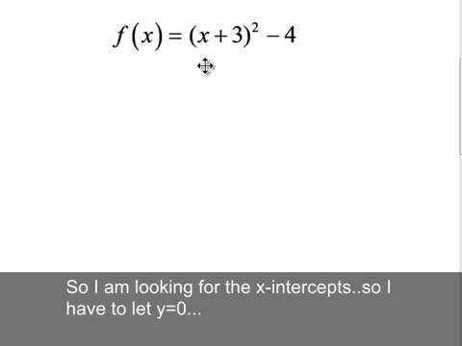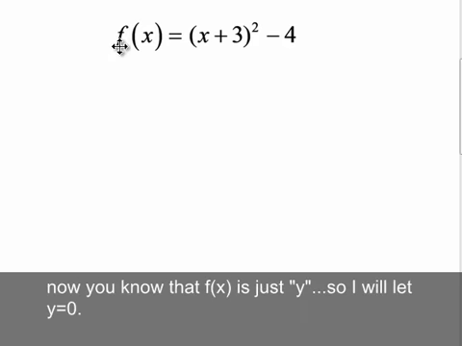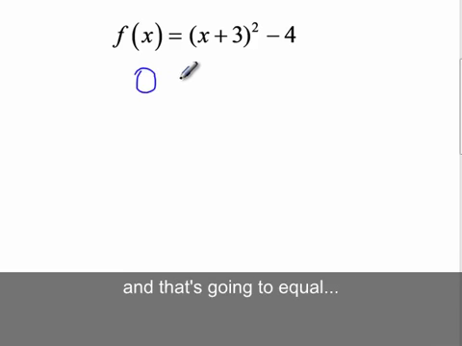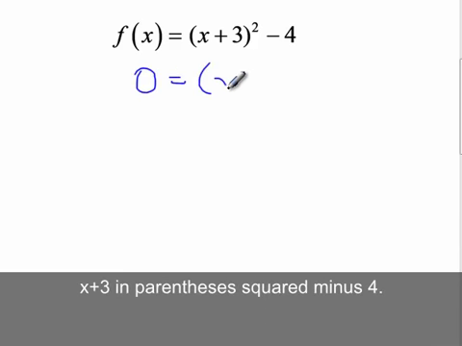Okay, so I am looking for the x-intercepts. So I have to let y equal 0. Now you know that f of x is just a fancy way to say y. So I'm going to let y equal 0, and that's going to equal (x plus 3) squared minus 4.